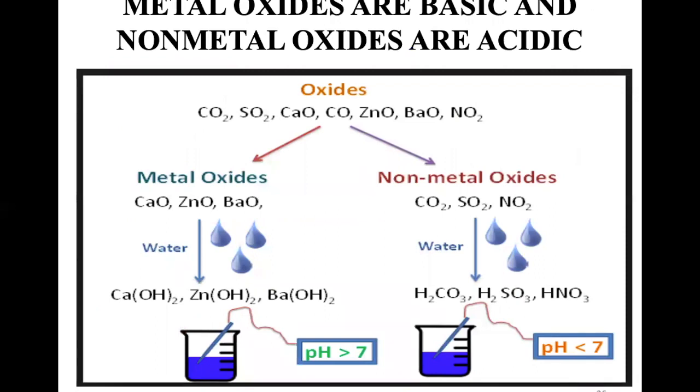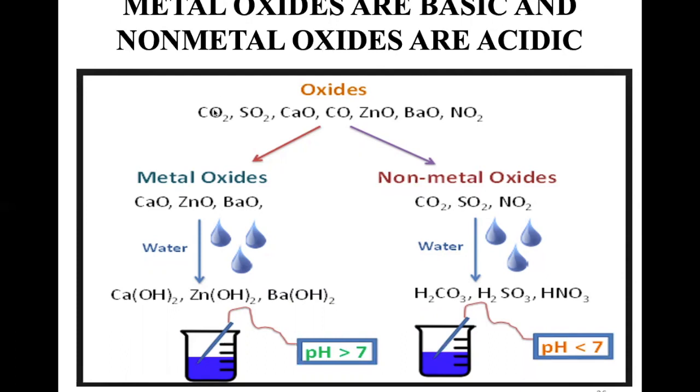Now, metal oxides are basic in nature and non-metal oxides are acidic in nature. This is a question that is asked, and you'll have to remember it. Why are metal oxides basic in nature and why are non-metal oxides acidic in nature? Let us take the examples of carbon dioxide, sulfur dioxide, calcium oxide, carbon monoxide, zinc oxide, barium oxide, nitrogen dioxide.